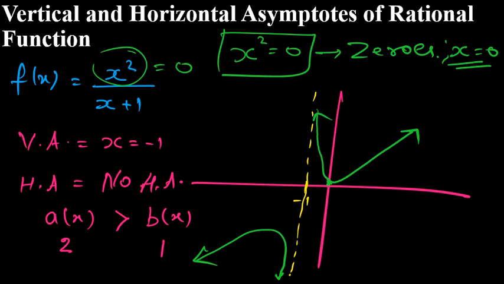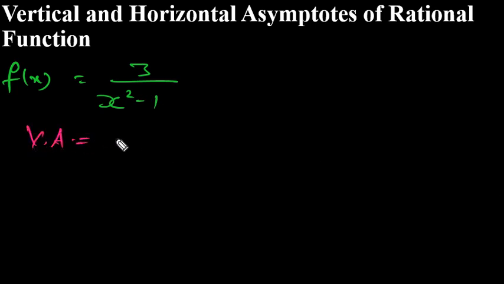Okay, now next one is, if you have f of x equals, let's say, 3 over x square minus 1. Now in this case, again the vertical asymptote is minus 1 and plus 1. Why? Because this x square minus 1 will be factored into x plus 1 and x minus 1. Use the zero product property, you will get minus 1 and plus 1.